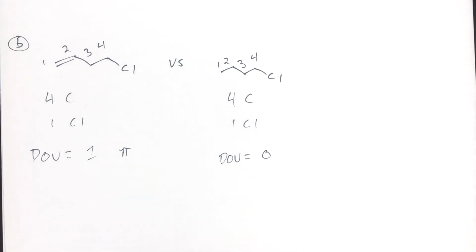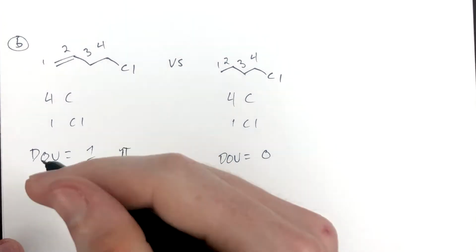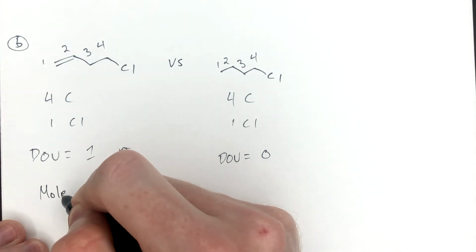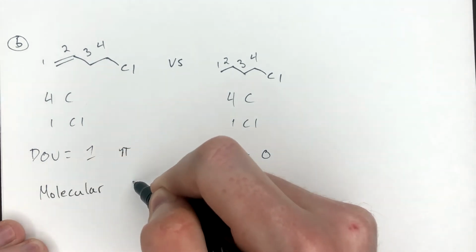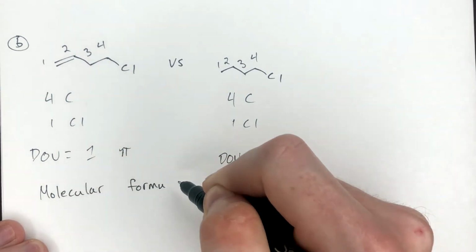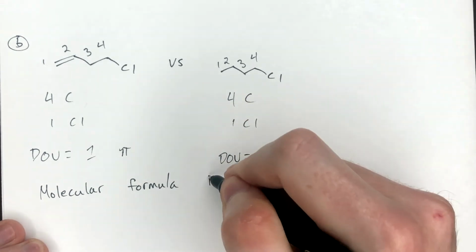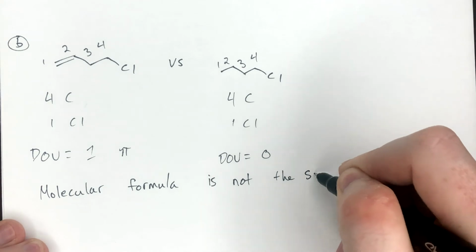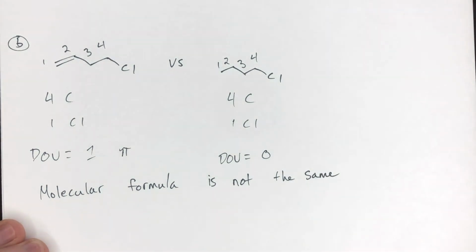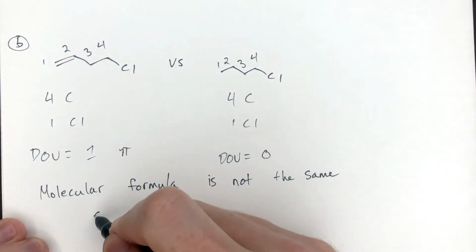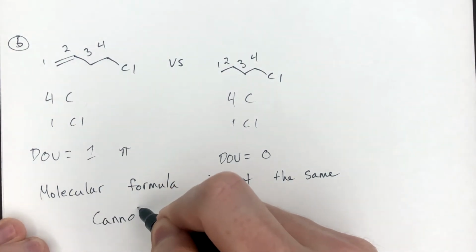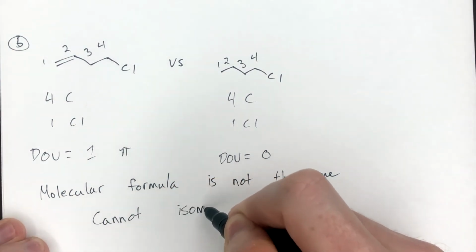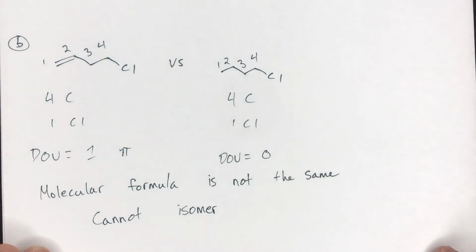So right away, this tells us that the molecular formula is not the same. And again, I think this is the better way to do it because you don't have to count the hydrogens individually. So from the degrees of unsaturation argument, we say that this molecular formula is not the same, so these cannot be isomers, like a generic isomer. So they cannot be specific isomers like structural isomers.